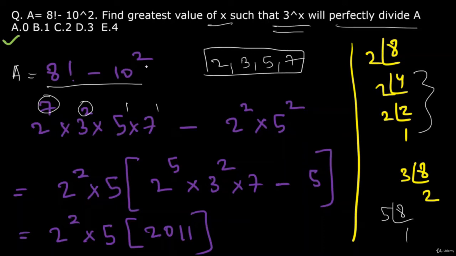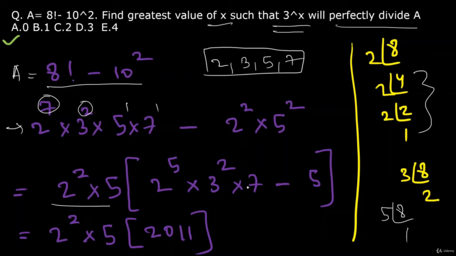Now 10 square can be prime factorized as 2 square into 5 square, right? Because 10 is equal to 2 into 5. Therefore 10 square is 2 square into 5 square. Alright, now in this expression, let's take out 2 to the power 2 into 5. And over here we are left with 2 to the power 7 minus 2. That's 2 to the power 5. And 3 to the power 2 itself.